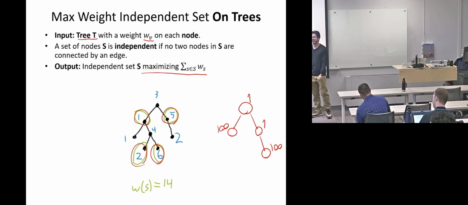We either include the root and then go 2 levels down and recurse on those 4 subtrees, or we don't include the root and recurse on the 2 subtrees that are directly below them. Very good, very good. What's your name?